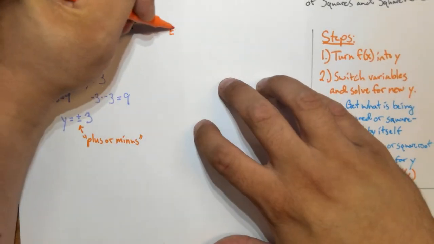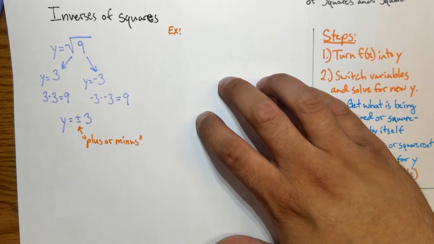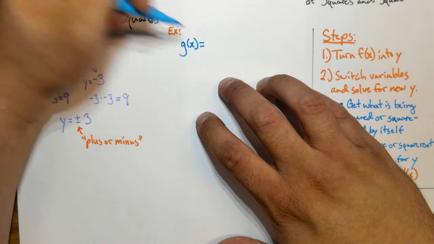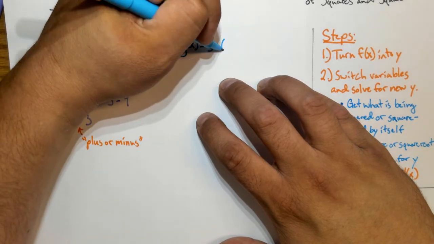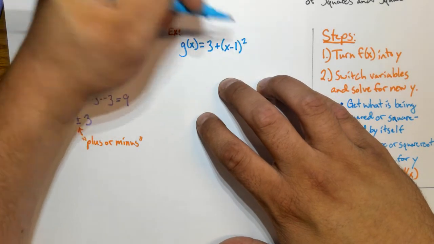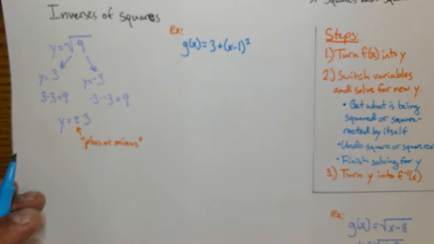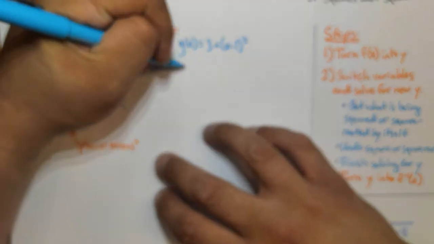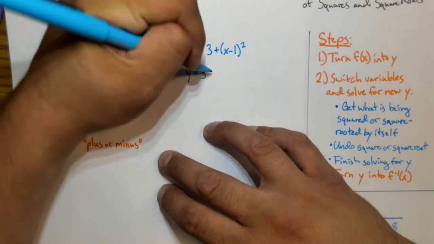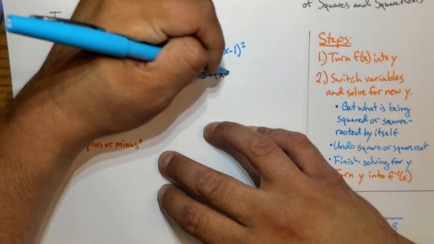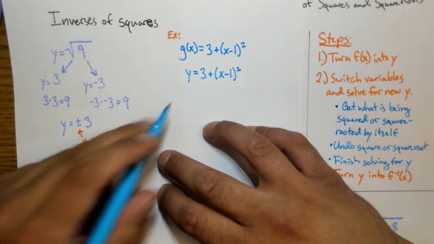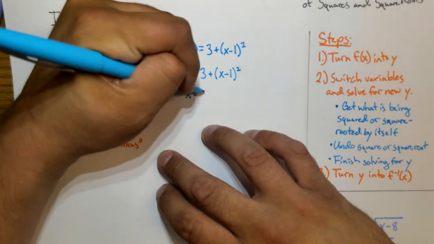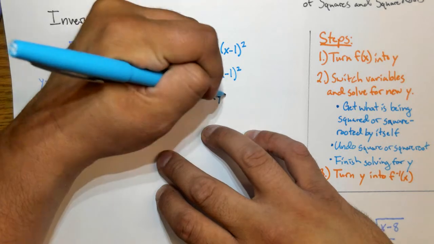So let's start off with, say we have g of x is equal to 3 plus (x minus 1) squared. Again, steps: turn f of x into y, or in this case g of x. So y equals 3 plus (x minus 1) squared. And then switch the variables. We should be getting pretty good at that by now. X equals 3 plus (y minus 1) squared.